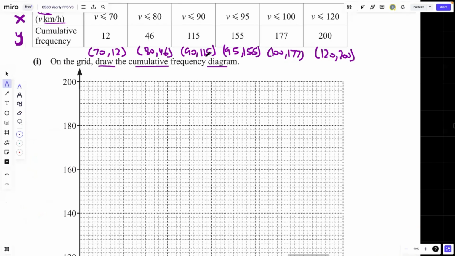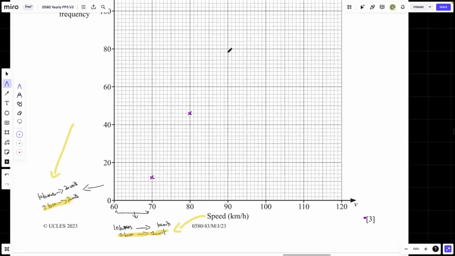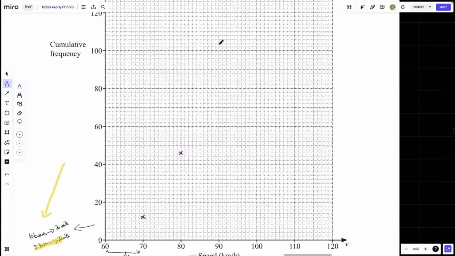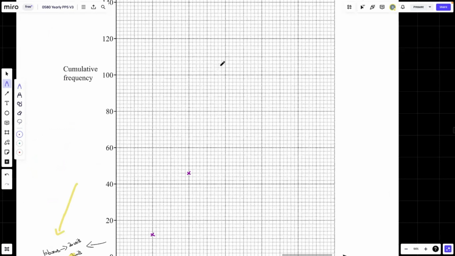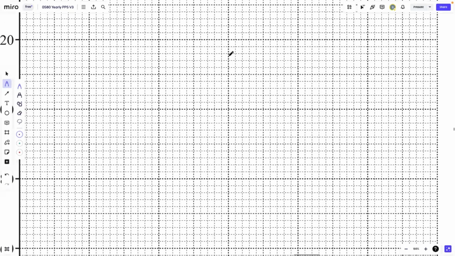Next up, we have 90 comma 115. For that, we'll have to zoom out. Now we have 102, 104, 106, 108, 110, 112, 114, and 116. So 115 is going to be in between both of them.